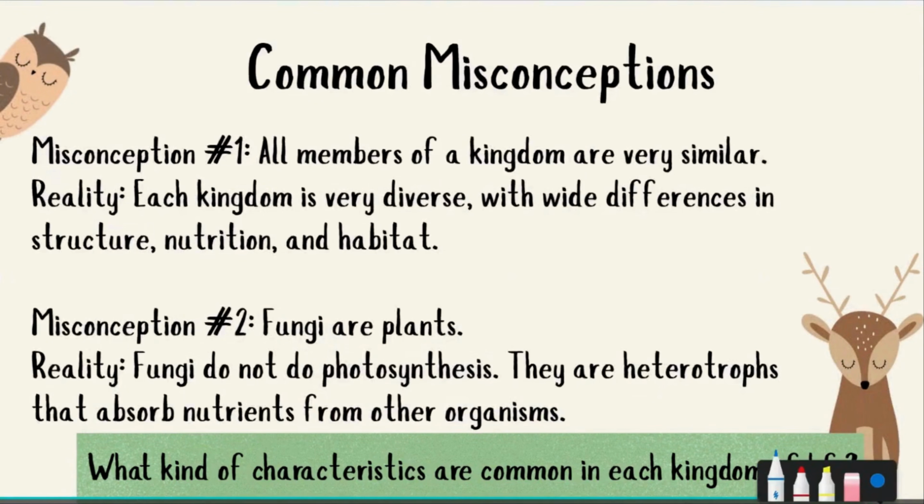What are some common misconceptions about these kingdoms? So the first one states all members of a kingdom are very similar. What that means is most people think everything in the fungi kingdom, for example, is going to look similar. It's going to act similar. And actually, there are many millions of organisms in each category. And so each kingdom is actually very, very diverse. They have wide differences, whether it's in their structure, their diet, where they live, and so on.